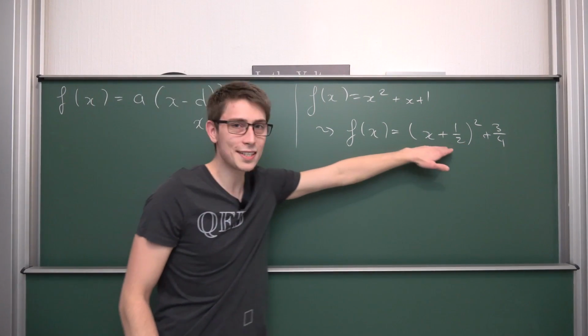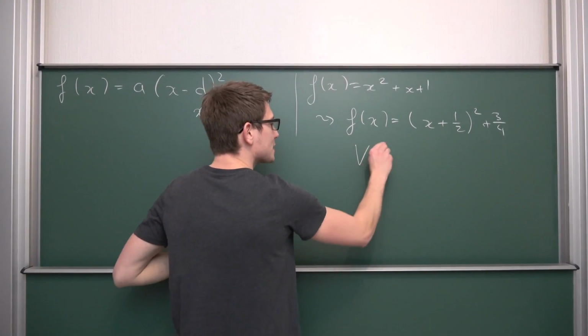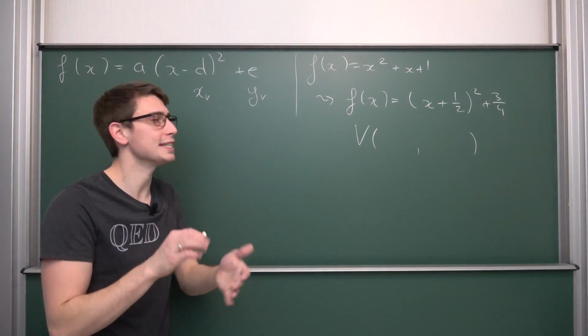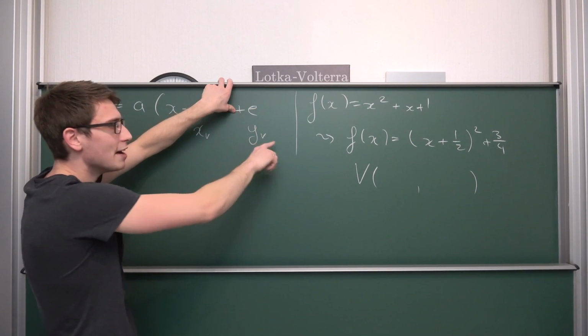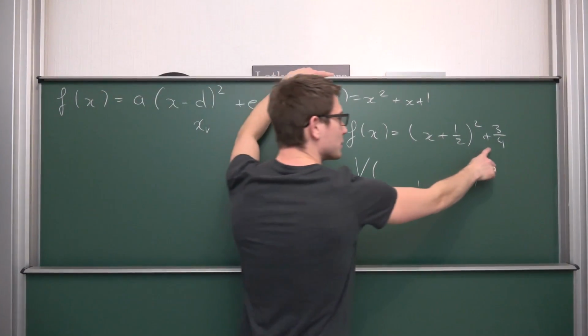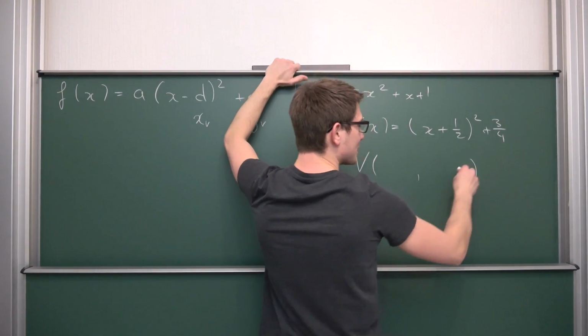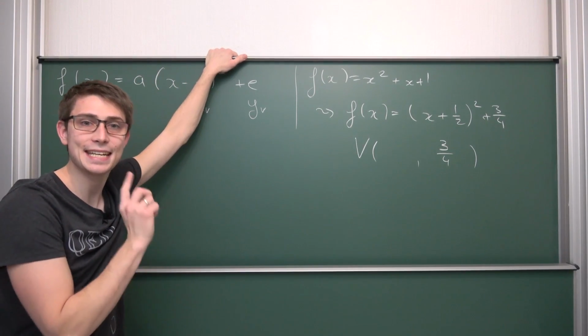And once you have this form, you can just read off the vertex at a glance. Namely, what is the vertex? Where does it lie in the coordinate system? Let us start with the easier part, namely the y-coordinate. Our y-coordinate is just what we have at the back, and it really doesn't matter if there's a negative 17 here or 3/4 like in our case. Just read off what you see here. Namely, 3/4 is the y-coordinate. It's as easy as this.